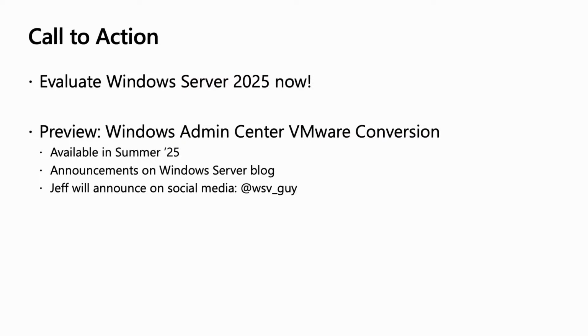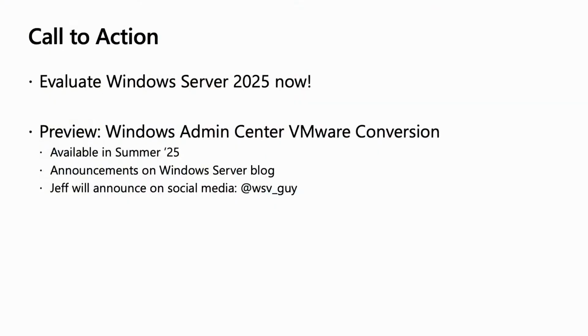Finally, here's our call to action, everybody. First of all, if you haven't started evaluating Windows Server 2025, there is no better time than the present. If you're a Software Assurance customer, you already own the bits. You already have access to them. Please, you should be evaluating, if not deploying already. For customers that don't have Software Assurance, we have evaluation bits that you can download for free with a 180-day trial period. And Windows Admin Center VMware conversion.